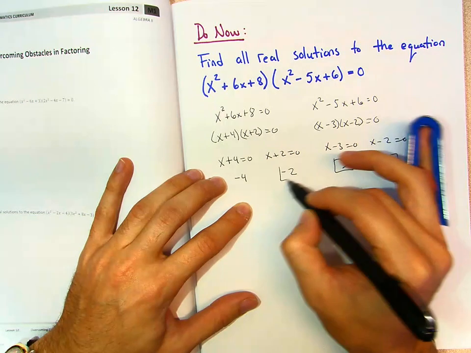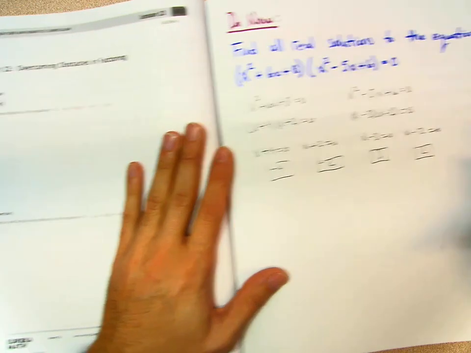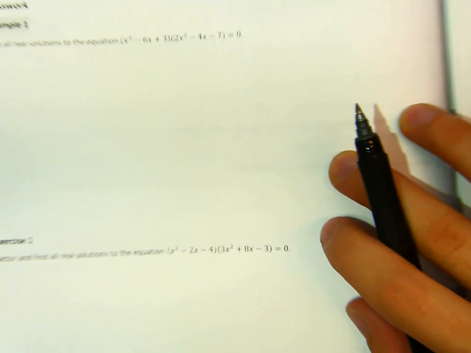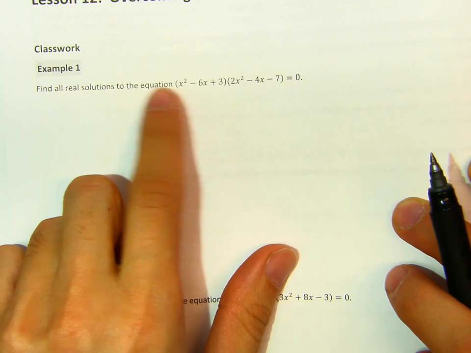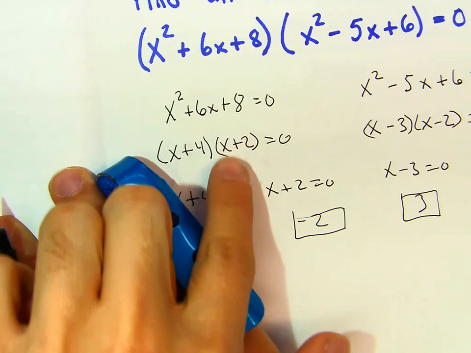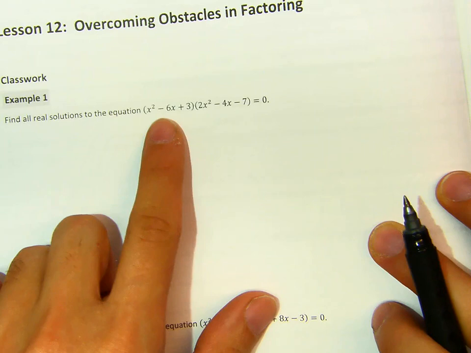Okay? And this is pretty straightforward, right? We've done so many of these. But let's go to a question like this, right? And here, we have the same idea, right? If we have find all real solutions of this equation, well, we're just going to do the same thing we did over here, right? We're just going to set this to 0 and set that to 0. Okay, so let's do that.